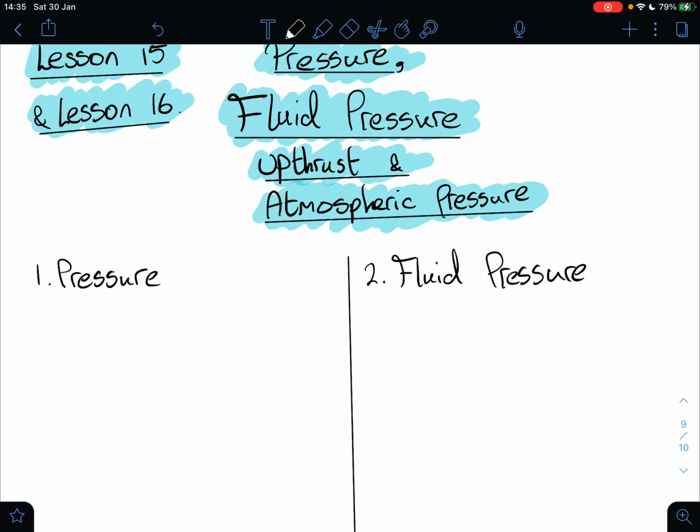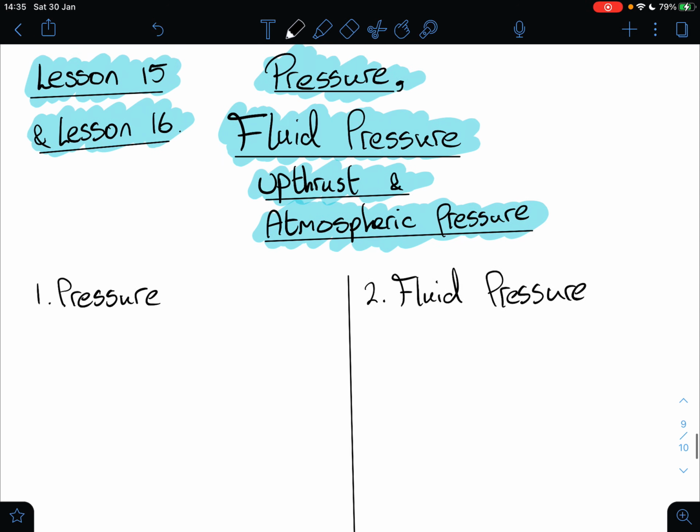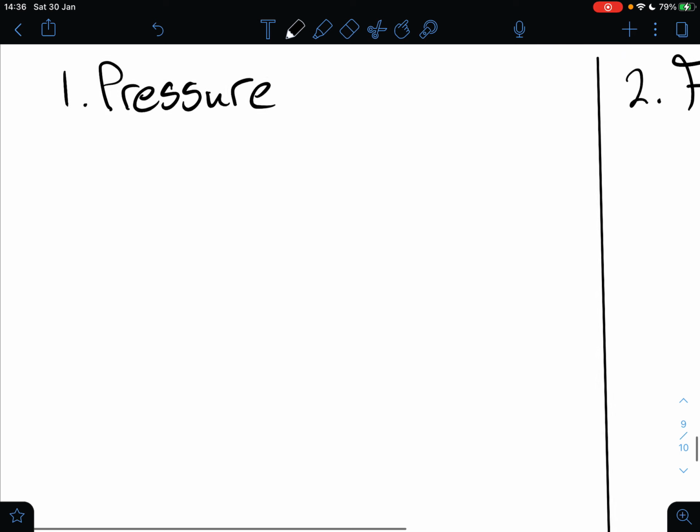Okay, welcome to lesson 15 and 16. The topic of pressure is quite a large one, so I've decided to split this into two videos. In the first video, we're going to be looking at the pressure equation, which we did in year 9, and then we're going to be looking at a new equation called the fluid pressure equation. So, we'll go to the first part, pressure.